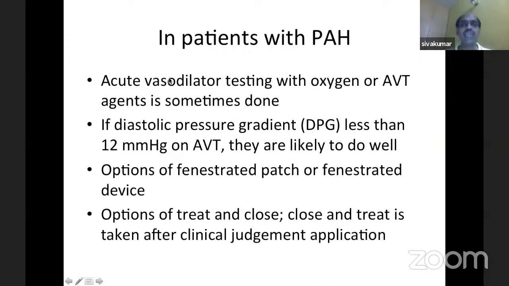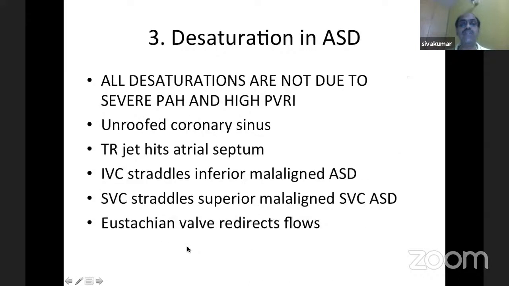In patients with PAH, acute vasodilator testing is done, and if the diastolic pulmonary gradient is less than 12 millimeters of mercury, they are likely to do well. But if the diastolic pulmonary gradient is more than 12, they are unlikely to do well. Some of the methods of treating them will be fenestrated ASD patch or fenestrated devices. There are also talks about what is called treat and close, that means give pulmonary vasodilators and then close, or sometimes called close and treat, that means do the closure and then continue the treatment. All these things should be taken after very careful clinical judgment.